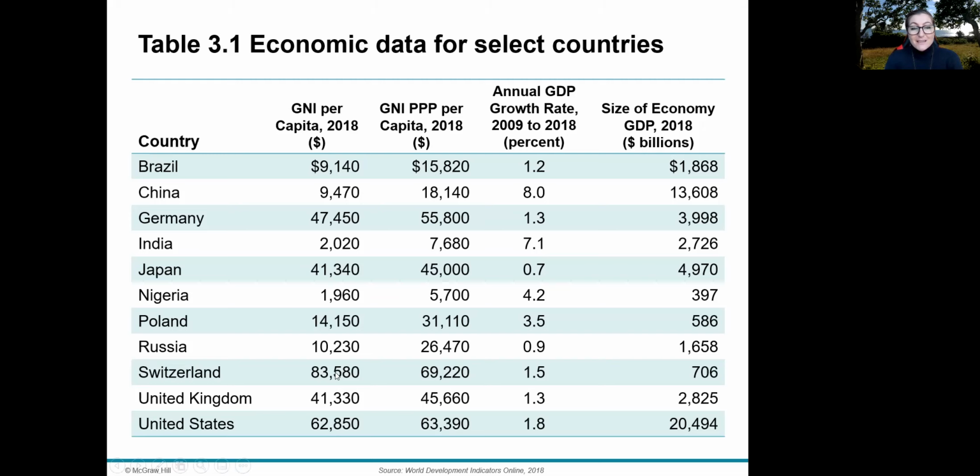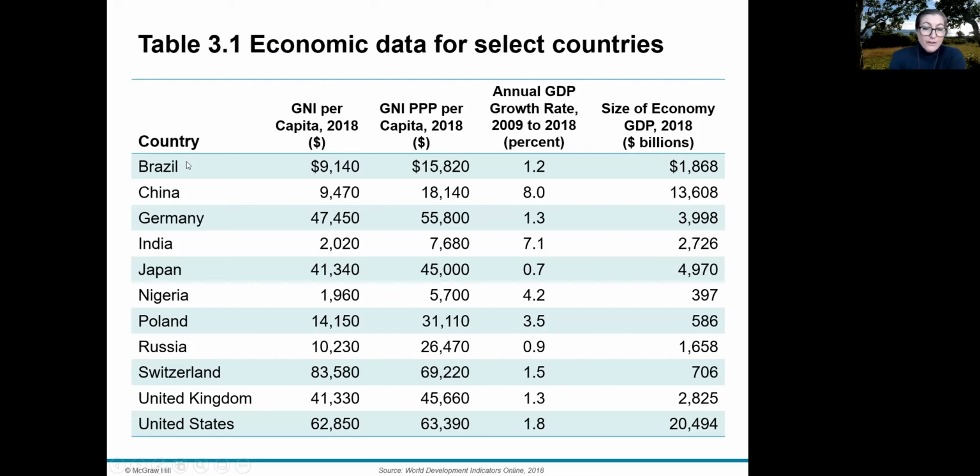In Switzerland, the GNI at $83,500 per capita, when we take into account cost of living, we end up with a PPP that's lower at $69,220. So what does that comparison tell us? It tells us that it's really expensive to live in Switzerland. And when you take into account the cost of living, the GNI in Switzerland drops. But in other countries, that's not the case.